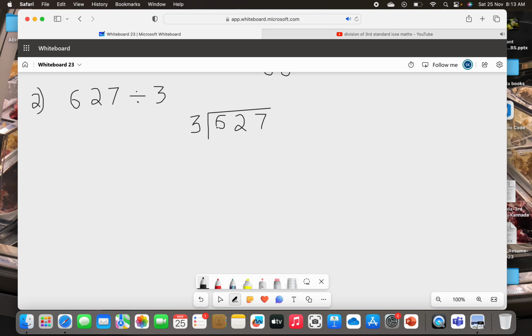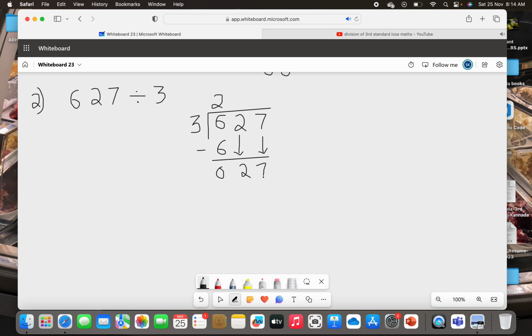So 6. Start the 3 table. 3 times 1 is 3. 3 times 2 is 6. What is the remainder? Is 0. 6 minus 6 is 0. Now you pull down 2 here and see if 2 is divisible by 3. No, because 2 is lesser than 3. Pull down 7.